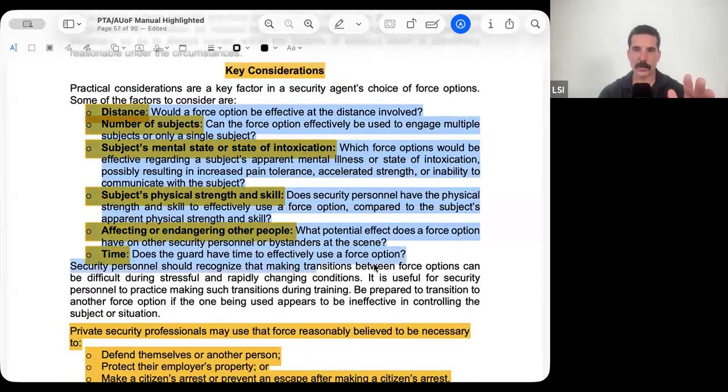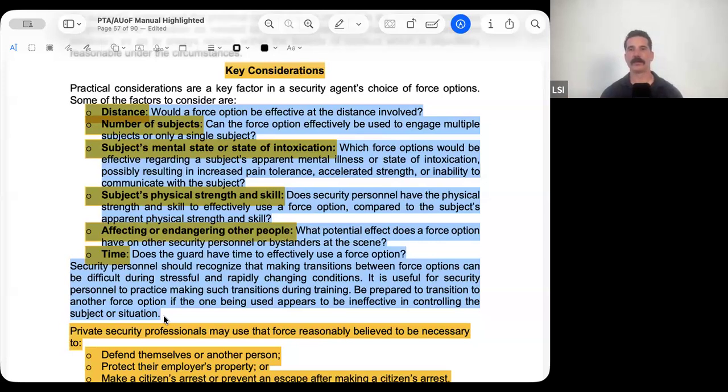So just highlight those main points there. All right, here we go. Distance: would a force option be effective at the distance involved? Number of subjects: can the force option effectively be used to engage multiple subjects?